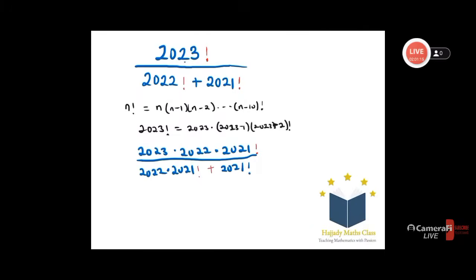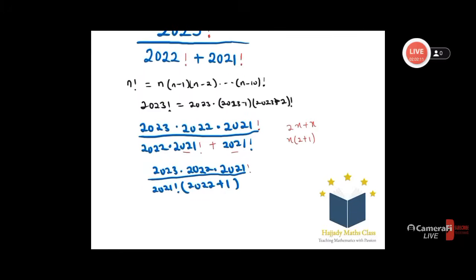Proceeding from here, we can see that I have 2021 factorial plus 2022 times 2021 factorial, which is like having 2x plus x. Here we can easily factor out x, whereby you have 2 plus 1. I'm going to make use of the same approach. My numerator remains the same: 2023 multiplied by 2022 multiplied by 2021 factorial. Factoring out 2021 factorial in the denominator, I have in my parentheses 2022 plus 1.